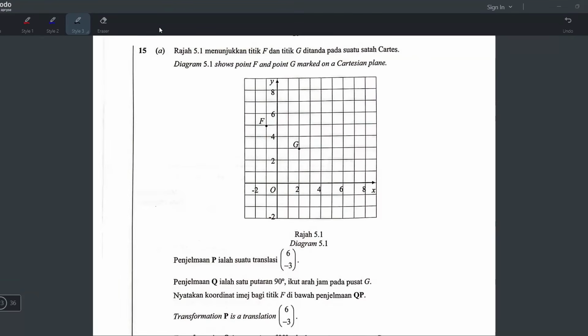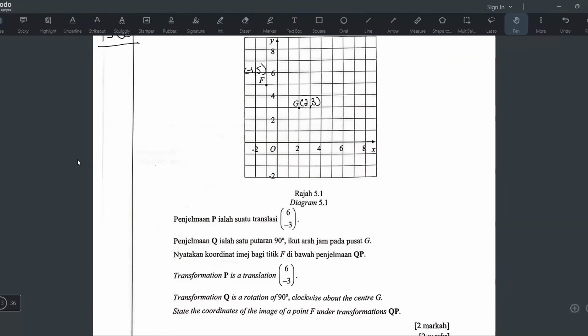Okay, let's do 15. This is definitely the transformation chapter, chapter 5. Diagram 5.1 shows point F and point G marked on a Cartesian plane. So I can see point F, the coordinate is negative 1, 5. So I'm just going to write that down quickly. And then point G is at 3. Okay, let's write that down. Now let's see what it says down here. Scroll down. Transformation P is a translation of 6, negative 3.